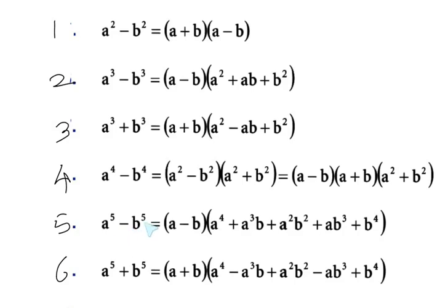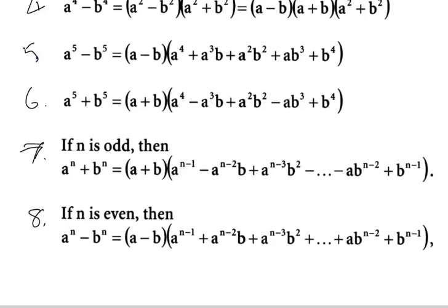A power 5 minus b power 5 is equal to a minus b into a power 4 plus a cube b plus a square b square plus ab cube plus b power 4. And a power 5 plus b power 5 is equal to a plus b into a power 4 minus a cube b plus a square b square minus ab cube plus b power 4.